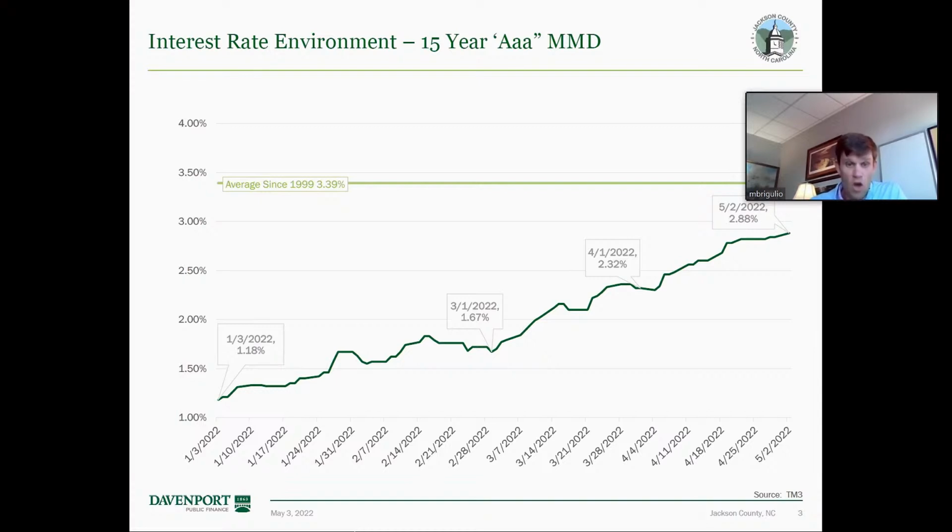I'm happy to dive in, but I think the key takeaways are what we've said already, that interest rates have been rising. We're still in relative to long-term averages. We're still in a good interest rate environment. We're below the 15 or 20-year average for a 15-year rate right now. But rates are on the rise, which is why we'd like to consider locking this rate in if it makes sense.